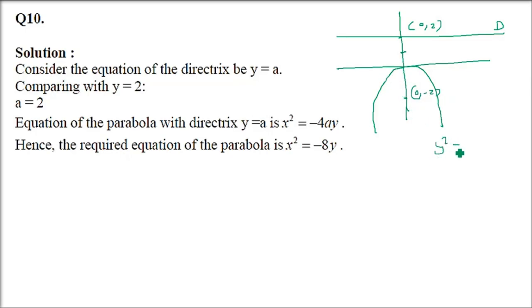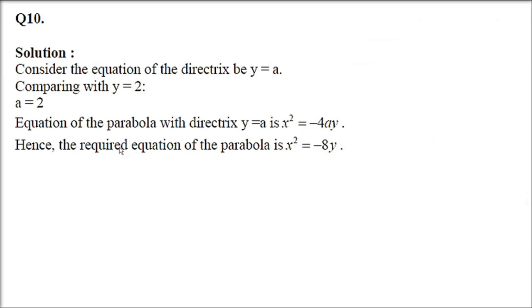See, it's clear that x square equals minus 4ay will be the equation, because it is facing downwards. So x square equals minus 4ay, it's quite evident. Now since this a, from here to here it is 0, minus 2, from here to here it is 0, 2, that is a is 2. In normal form it would have been 0 comma a. So clearly a is 2. So just put a as 2. Minus 4 into 2 into y. So x square will be minus 8y.